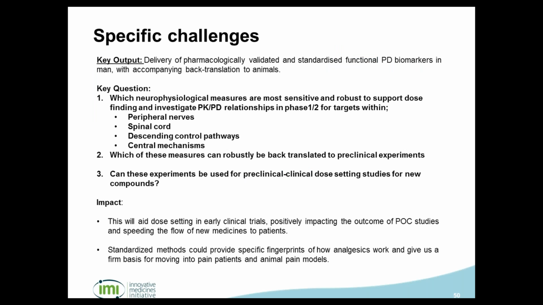Okay, so what is the key challenge? Well, it is the delivery of pharmacologically validated and standardized functional pharmacodynamic biomarkers in man with accompanying back translation into animals. So why do we really need this? Well, novel drugs, which have been shown to be good analgesics in animal models, have often actually proved to have low or no clinical efficacy in our phase 2 trials. And that may be because of poor predictability of animal models.